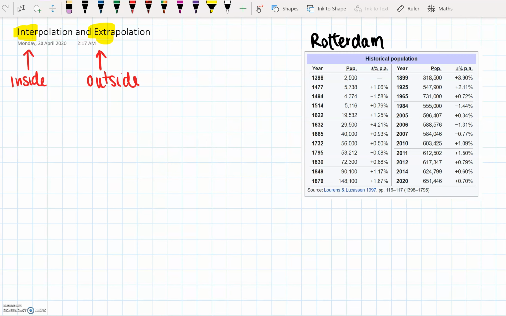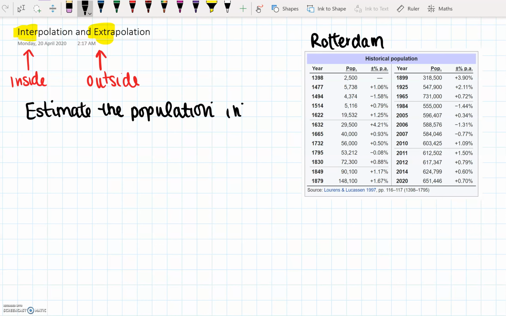So with interpolation, that's the one we're going to start with. We use the values that we know to calculate one we don't know. So I said to you before, let's estimate the population in 1990. Okay, so let's do that. Let's start with 1990. If we want to estimate the population in 1990, that's what we're going to do first. Now you can see that 1990 is in between 1984 and 2005. So we're going to use these two data points.